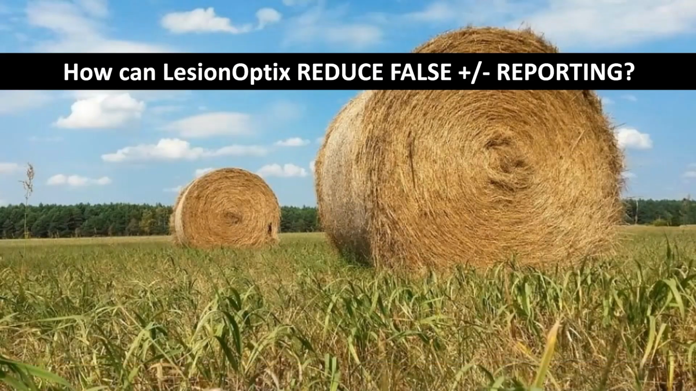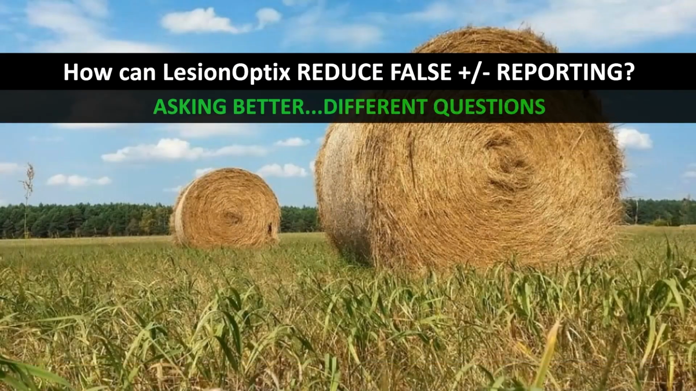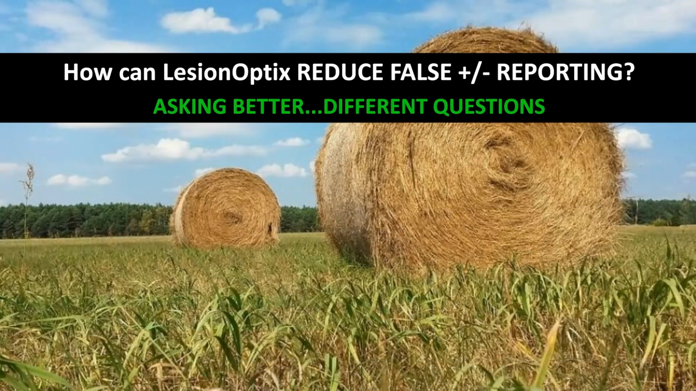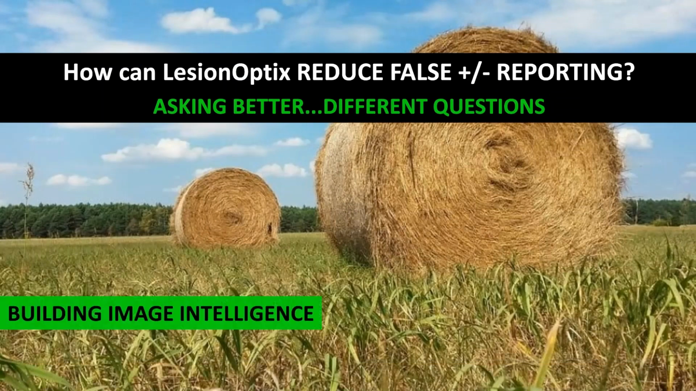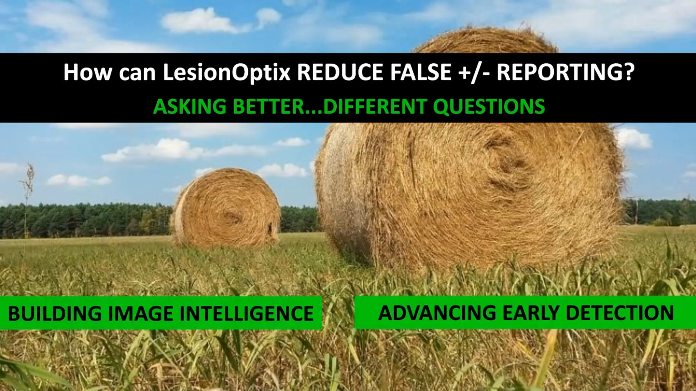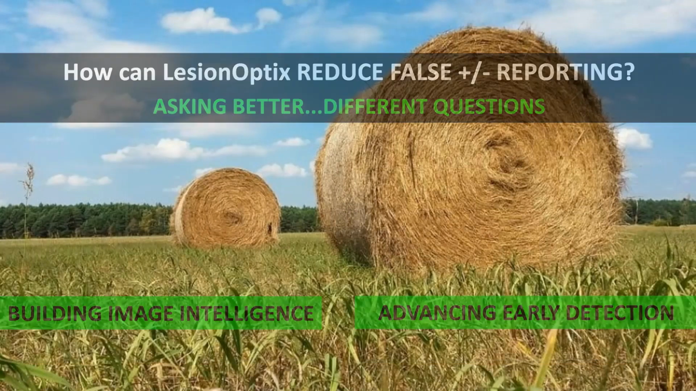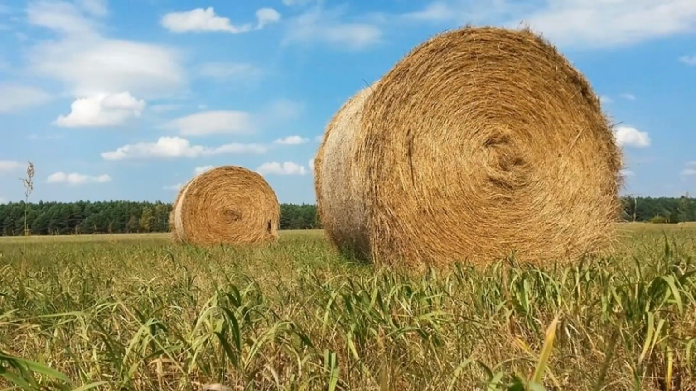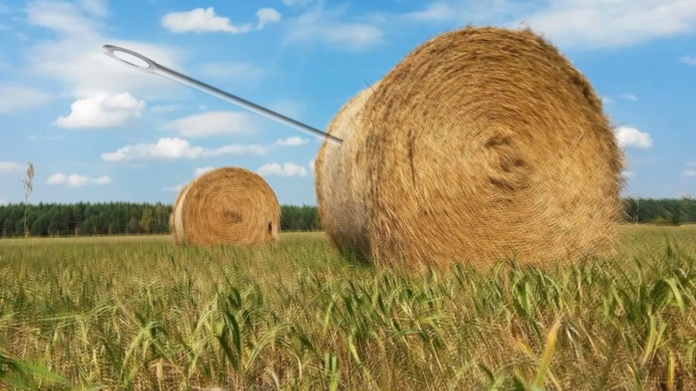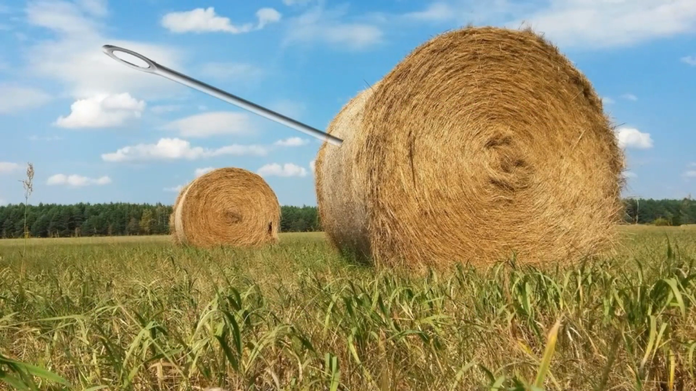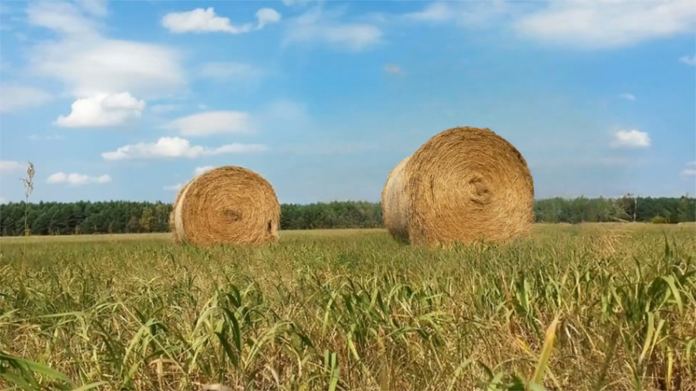In other words, how can Lesion Optics reduce false positive and false negative reporting? We can begin by asking better, different questions in order to build image intelligence and advance our detection capabilities. ROIs vary in size and complexity, and for nuanced ROIs, it can be a bit like trying to find the proverbial needle in the haystack among many different sized haystacks. We can try to make the needle bigger, or the haystack smaller, or both.